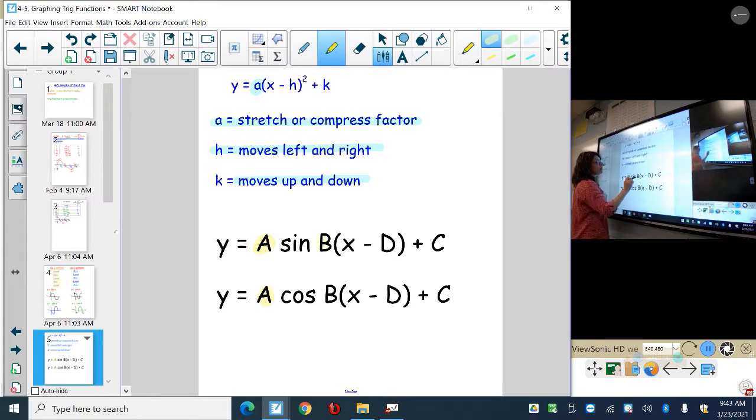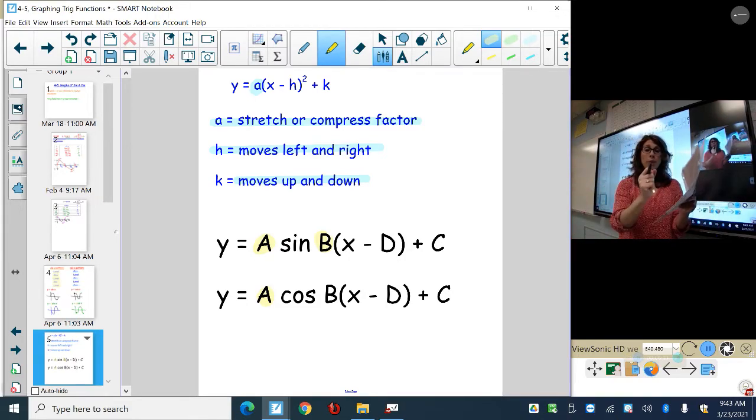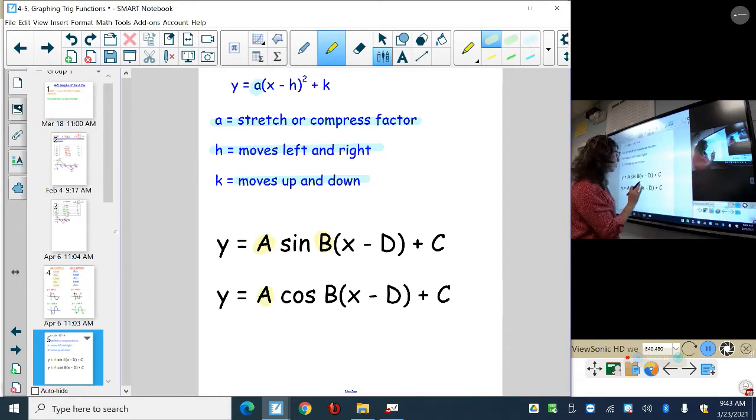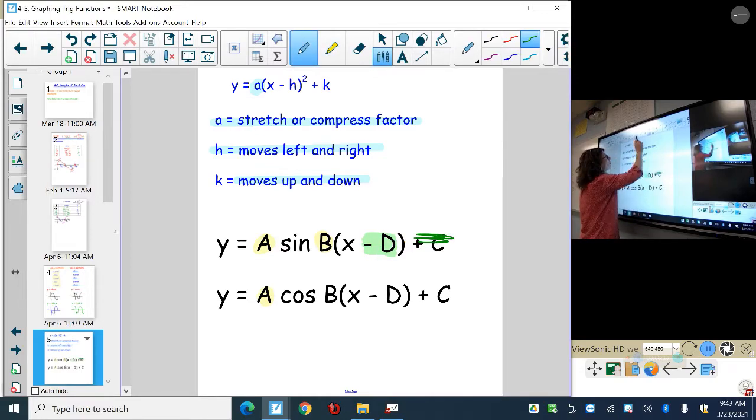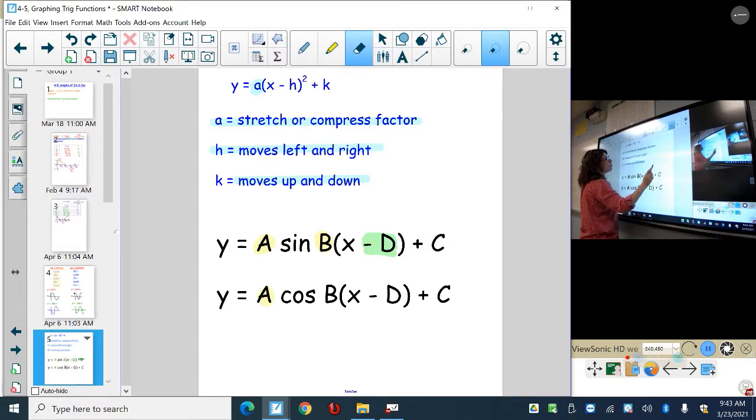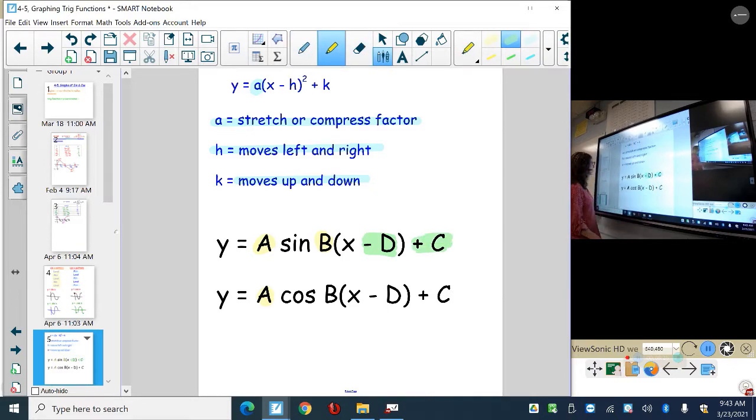Okay? B is what we call the phase shift. It's what's going to change the period. In other words, am I shrinking it or am I bringing it back down? And we'll talk about that here in a second. D moves it left and right. And then C moves it up and down. C moves it up and down. Okay? Super important for your brain to understand.